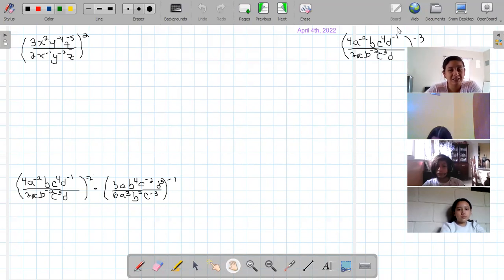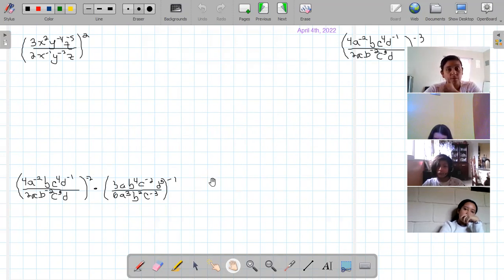Today, we're going to continue practicing the rules of exponents, or the laws of exponents, with these two exercises: a simple exercise of a variable expression that's being affected by exponents, and a multiplication between two fractions that are being affected by exponents. Remember, we have different rules.